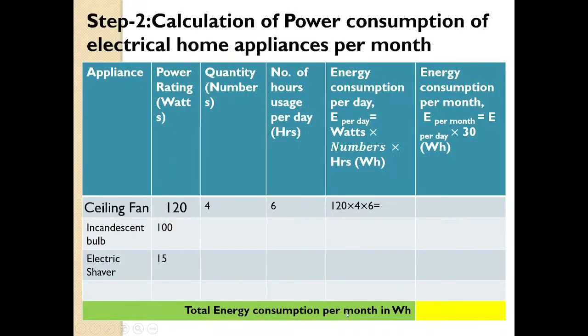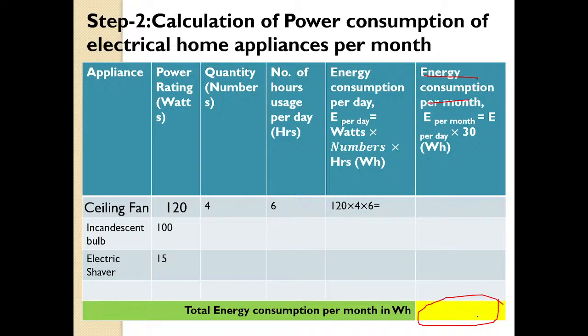So you will get total energy consumed per month in watt hour. You just write down that total here. Simply, you have to add all the energy consumptions by each and every apparatus per month. You just add them and write the total here.